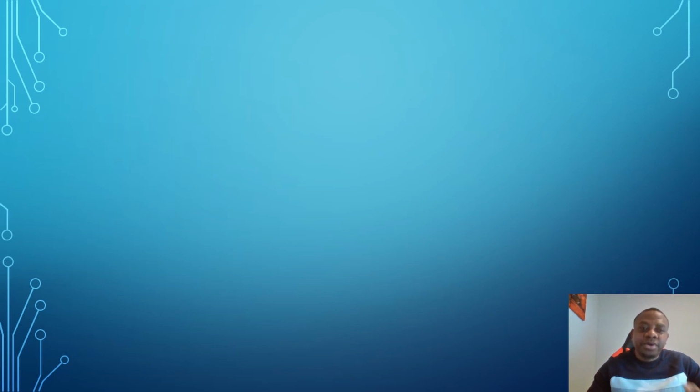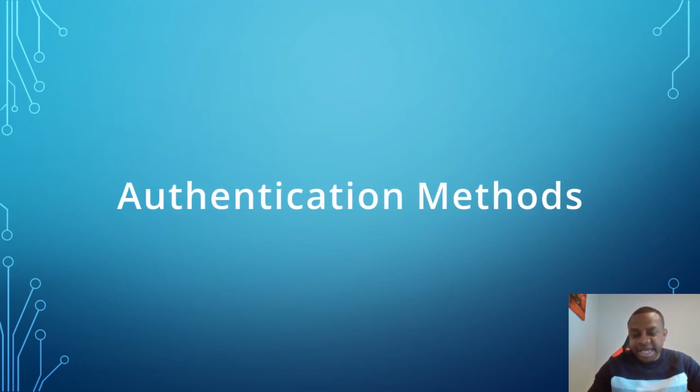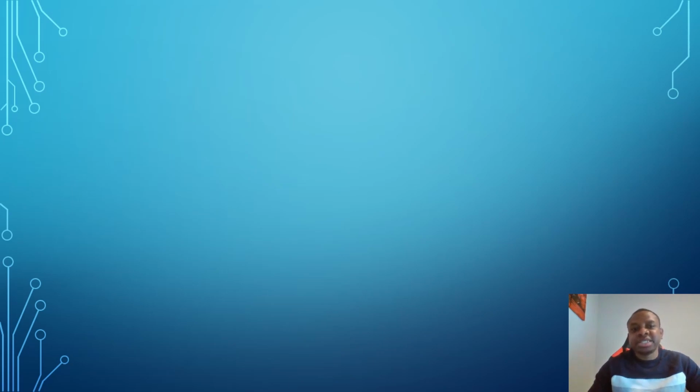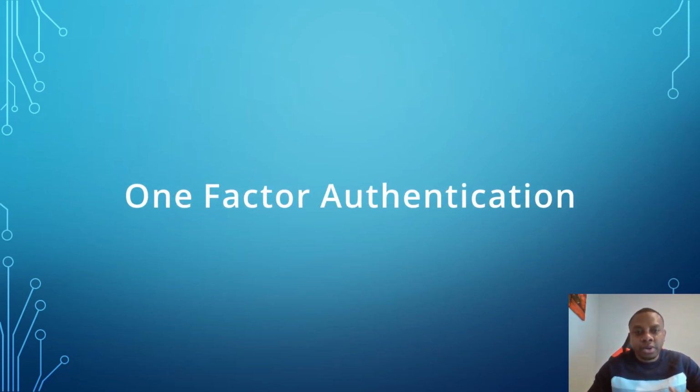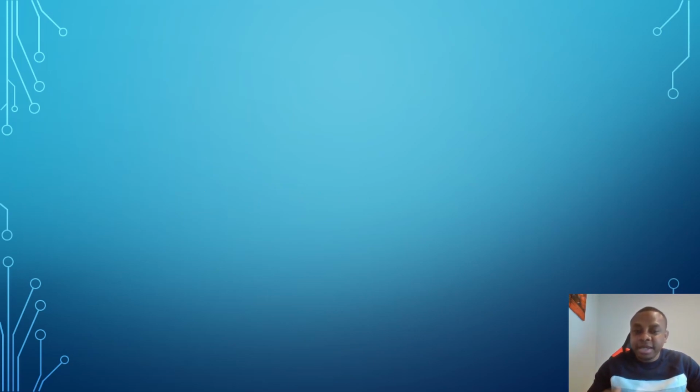Now, there are various methods of authentication. The first method is one-factor authentication, which is your username and your password. One factor, username and your password. Don't see username and password as two-factor. They are just one factor. Username and password is one-factor authentication.